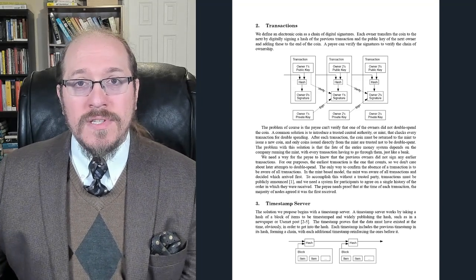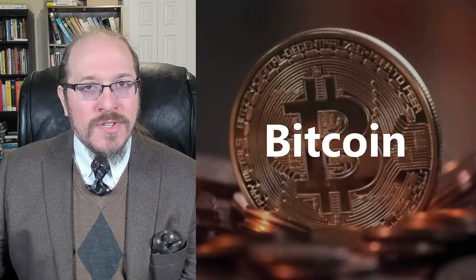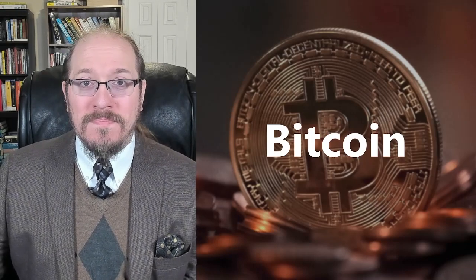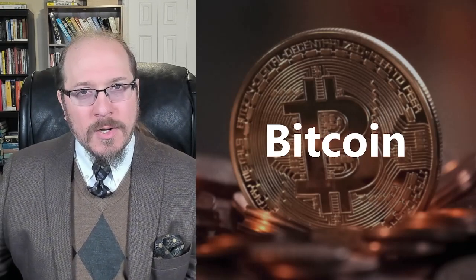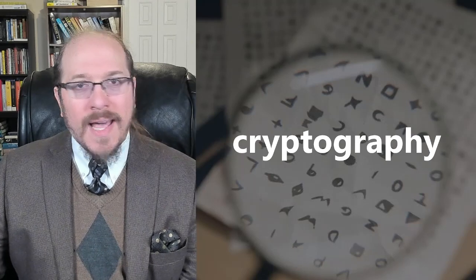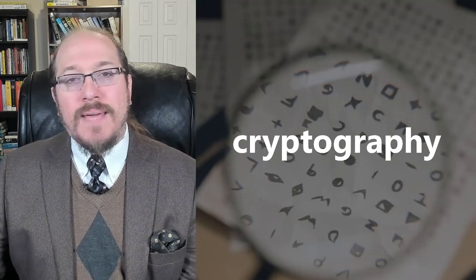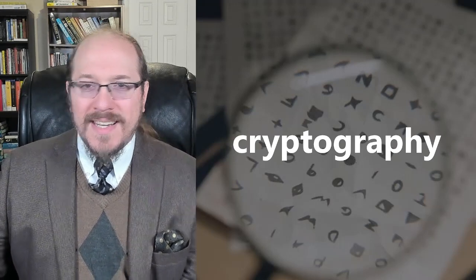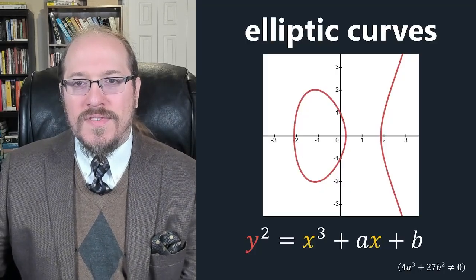This new currency was called Bitcoin, and ever since then, it and other so-called cryptocurrencies have taken the financial world by storm. The crypto in cryptocurrency stands for cryptography, which is the study and practice of encoding and decoding information to keep it safe from nosy third parties. The particular kind of cryptography that Bitcoin uses is actually based on a peculiar class of graphs called elliptic curves.